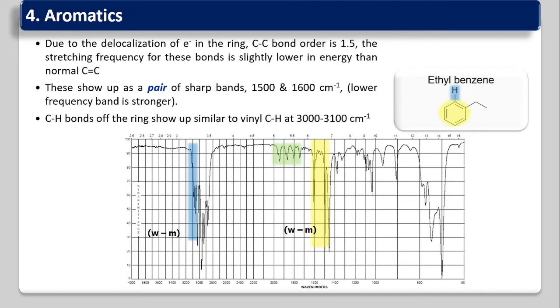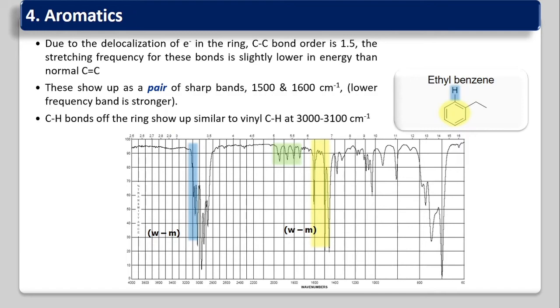Because this is aromatic, there is pi delocalization, and because of that the carbon-carbon bond order is 1.5. That's why the stretching frequency of the benzene carbon-carbon bonds is slightly lower than a normal carbon-carbon double bond. A normal carbon-carbon double bond, that is an alkene, as we know, absorbs around 1640 to 1670 centimeter inverse. But the carbon-carbon double bonds of a benzene ring absorb between 1500 and 1600 centimeter inverse. These show up as pairs of sharp peaks.